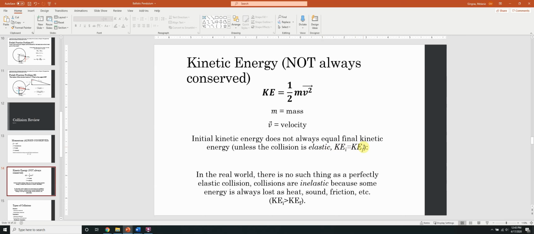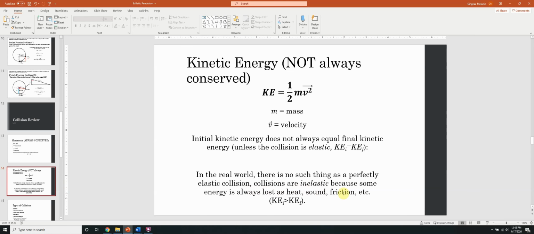No loss of energy. However, in the real world, typically what we see are inelastic collisions, where energy is not conserved. This energy can be lost as heat, sound, friction, or deformation of the objects.